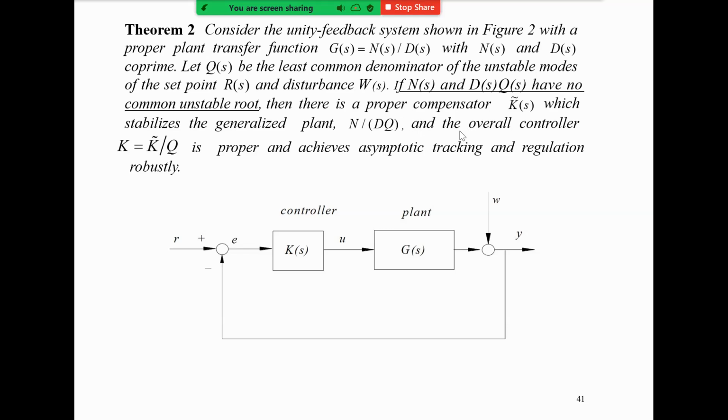If that's the case, then the overall controller will be in this form, K tilde times 1 over Q. That will be the final controller you are going to use. And this controller can achieve asymptotic tracking and regulation robustly. Now let's try to prove this conclusion.